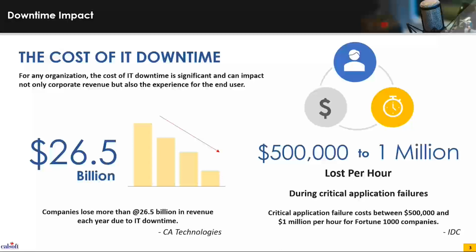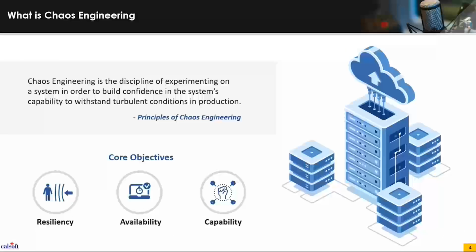Can you tell us what exactly is chaos engineering? Yeah, sure. If I go by the standard chaos engineering definition from the chaos community, it's basically a discipline of experimenting on a system in order to build confidence in the system's capability to handle turbulent conditions in production. In simple terms, chaos engineering is a disciplined approach to proactively identify failures by injecting failures into the system in a planned fashion.